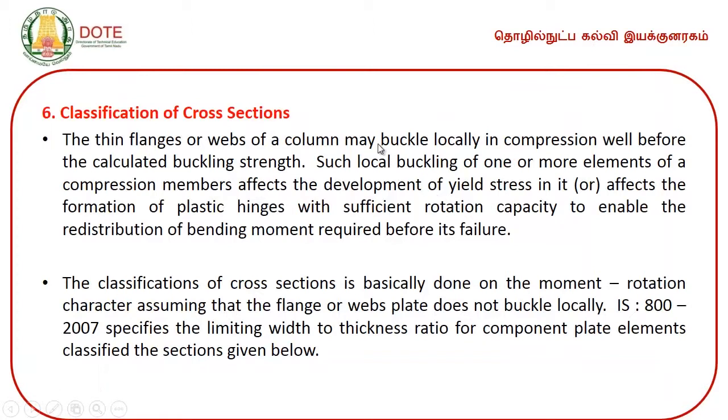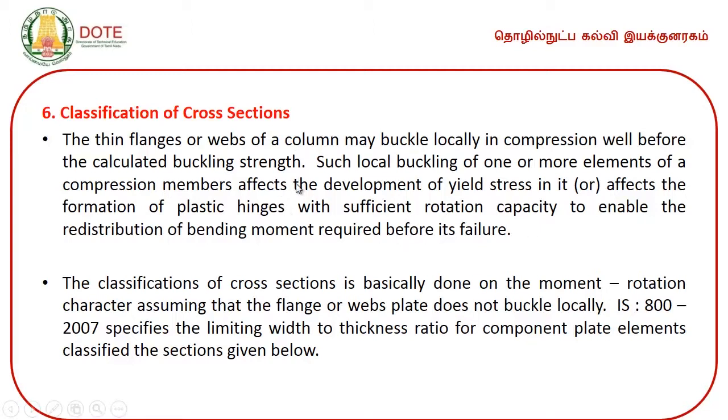And the very important thing in design of compression members is classification of cross sections. Since compression members have thin flange elements and also some sections have thin web elements, they are susceptible to local buckling. That means it may buckle locally in compression well before the calculated buckling strength of the member. Then that will affect the formation of plastic hinges with sufficient rotation capacity to enable the redistribution of bending moment required for the member before its failure.